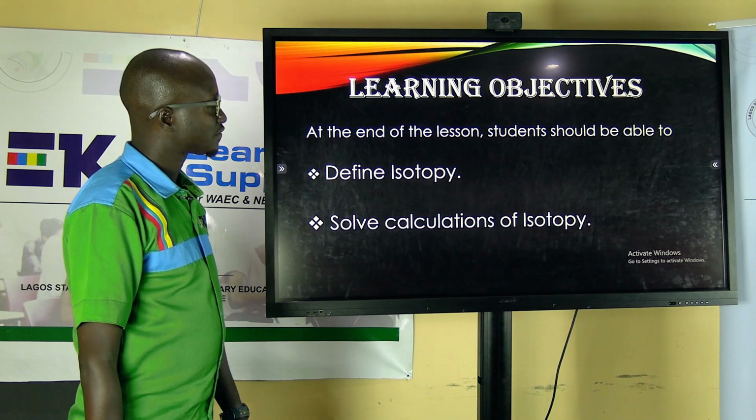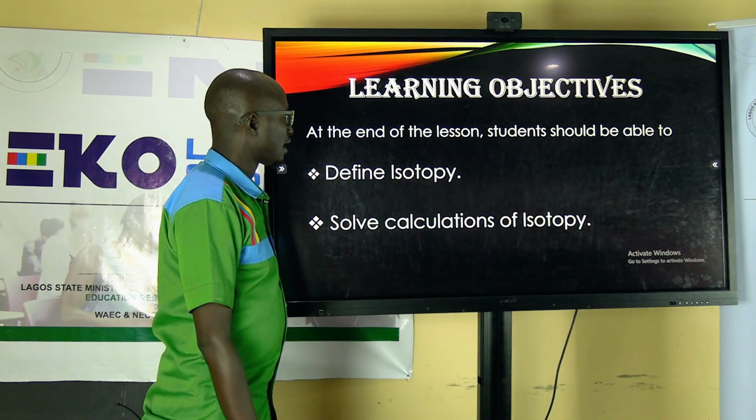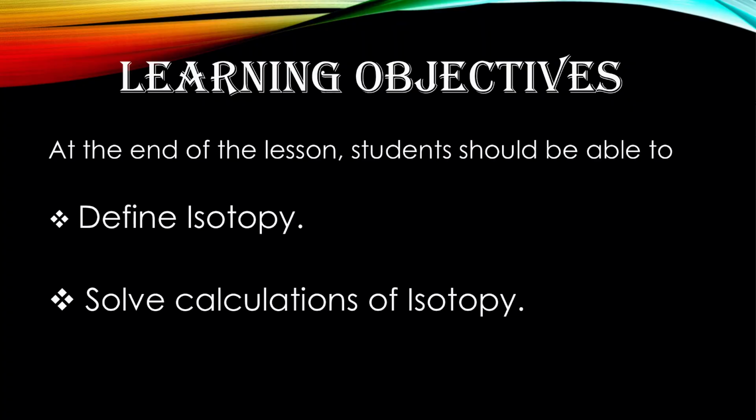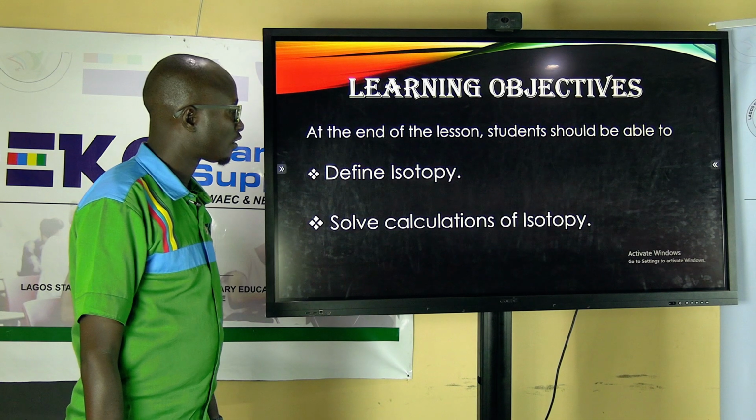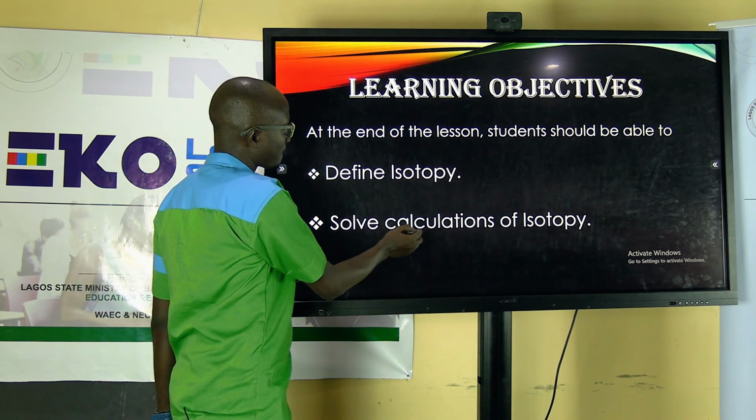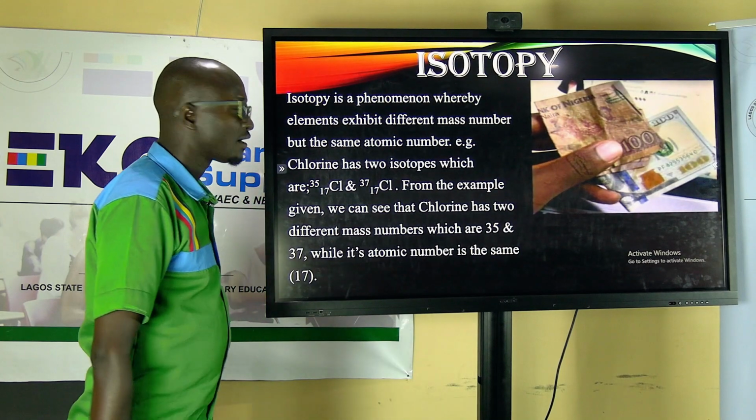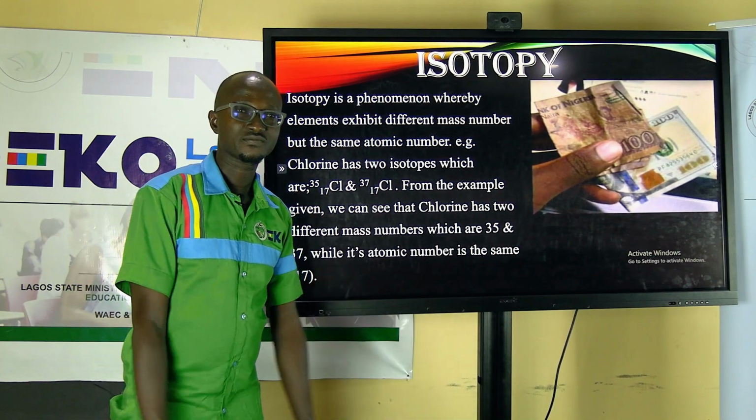So our learning objectives for this class: at the end of this class, the student should be able to define isotopy and solve calculation problems on isotopy. What is isotopy, students?